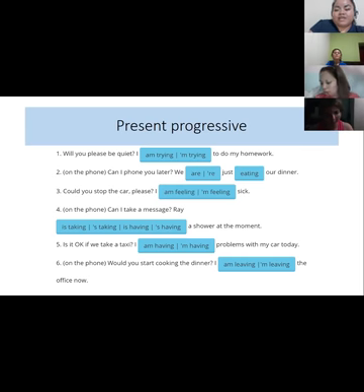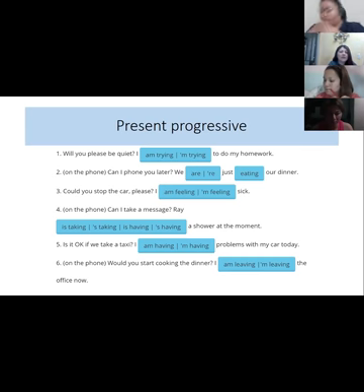Could you stop the car, please, Carmen? I'm feeling sick. I want to throw up, right? That is, I am feeling sick. Very good. On the phone, can I take a message? Alexis? Ray is taking a shower at the moment. Very good. We can just hear two options, okay? Ray is taking a shower or Ray is having a shower. Two options.